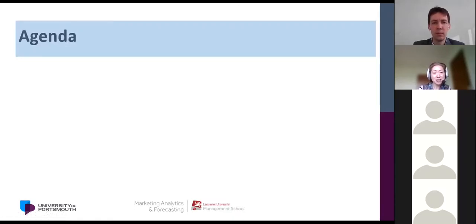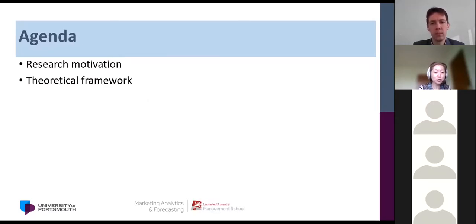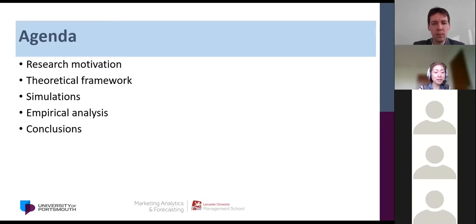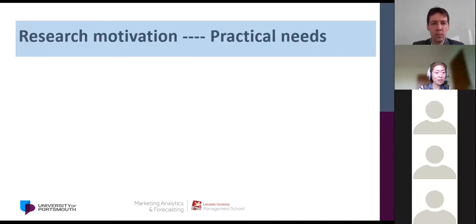So the plan for the next half an hour or so is that I will start with the motivation behind this research, mainly coming from practical needs. And then I will talk through our theoretical development in this paper, very briefly on simulations, but then a little bit more time on the empirical analysis, which we did on the M5 data from Walmart. And then finally, I'll draw some conclusions and then some ideas pointed towards further research. Okay, so starting with research motivation.